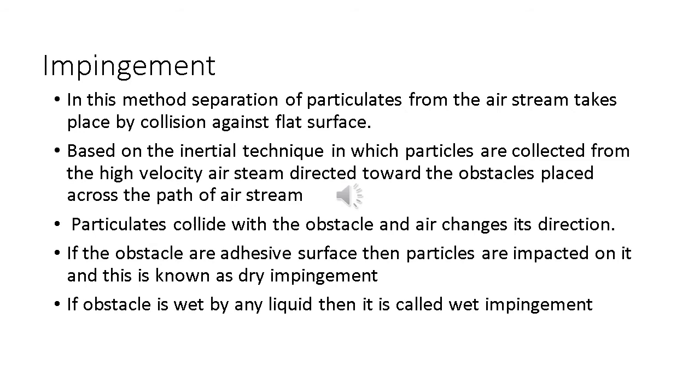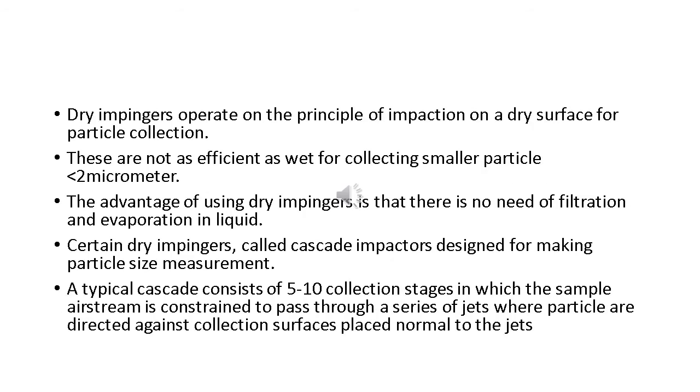In this collision method, or impingement method, we provide different obstacles inside the container. The particulates collide with these obstacles, and after this collision the air changes its direction. If the obstacle surface is dry, that is known as dry impingement, and if the obstacle is wet with any liquid, then it is called wet impingement. There are two types of impingers, dry impinger and wet impinger.